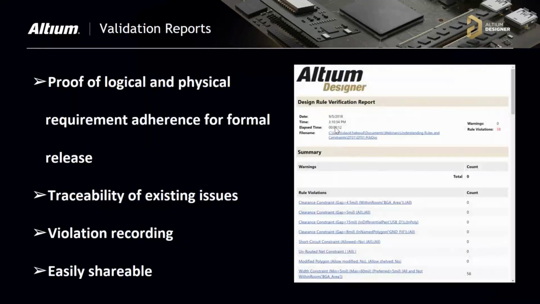And the next thing we are talking about is the validation reports. Okay, they provide proof of meeting all your requirements. These reports are good for formal release. You get traceability of any existing issues, anything left is documented in this report. This shows all the areas are following the rules. You can record all your violations, and it is very easy to share, and you can generate it in a couple of different ways. You can also attach it to your project as proof that you have followed all the requirements of the project.